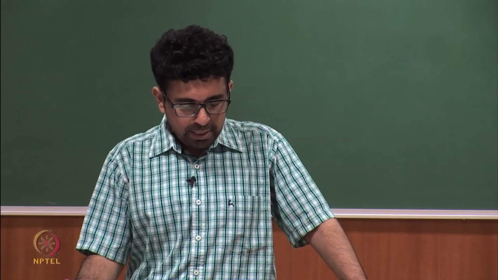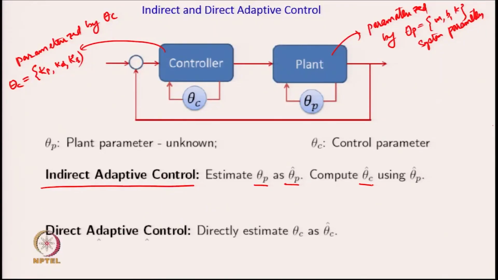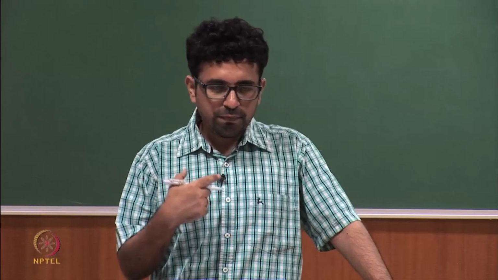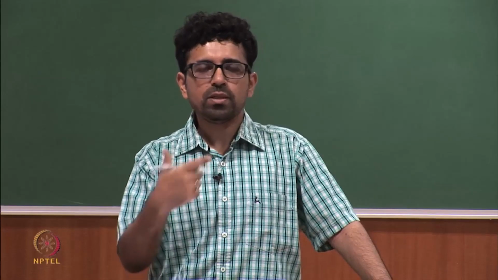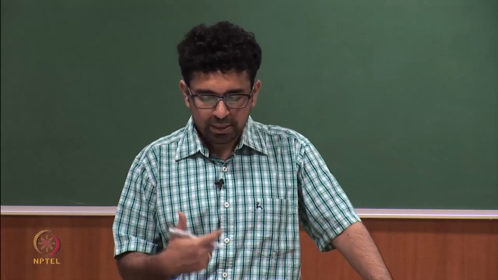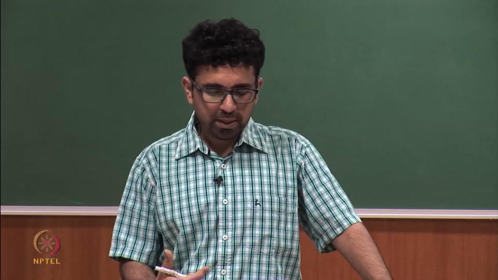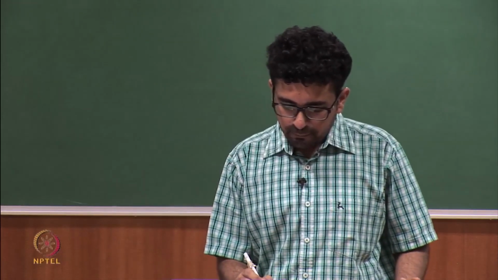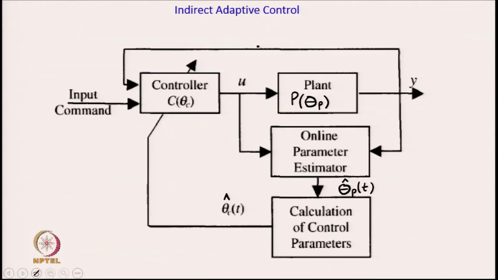And then the second flavor is a direct adaptive control approach, where the controller parameter theta c is directly estimated as theta c hat. So, the intermediate layer of first estimating the system parameters and then using them to estimate the controller parameters is not present. Here we directly estimate the controller parameters. Okay. So, these are two main flavors. I have a block diagram of the two approaches. So, let us just in brief go through them.